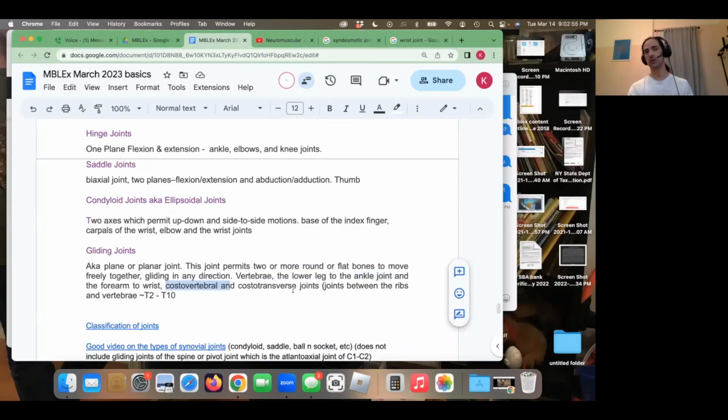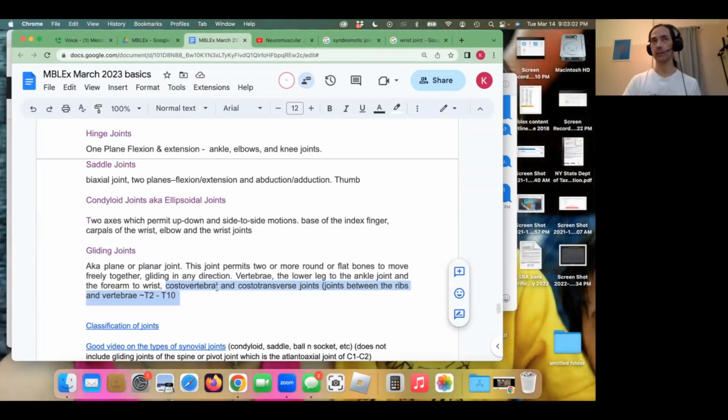And these are interesting. I doubt you'll be tested on this, but basically all the joints between the ribs and the vertebrae, where the ribs join the spine, where the ribs join the backbone, those are all gliding joints. So gliding joints allow for quite a lot of movement, and they allow for movement in a unique way.